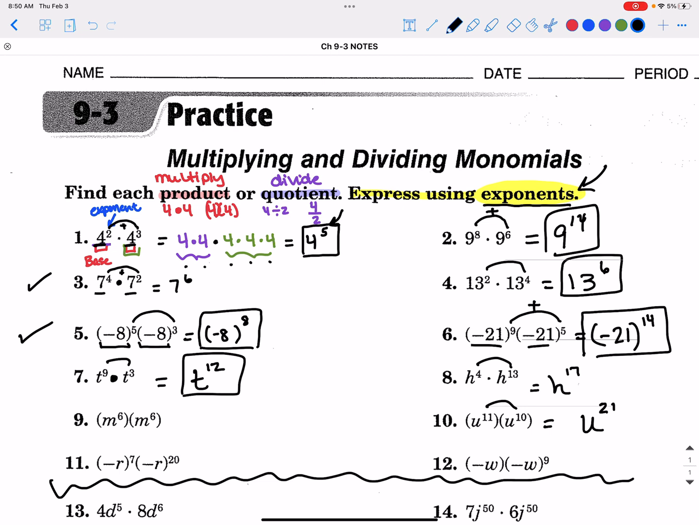Again, just as a reminder, I broke this one out to explain the why. 4 squared times 4 cubed means 5 4s all in a row. So you write it 4 to the 5th. You do not have to break them out each time. Okay? I just did that once to show you the why behind why you can just add those exponents.